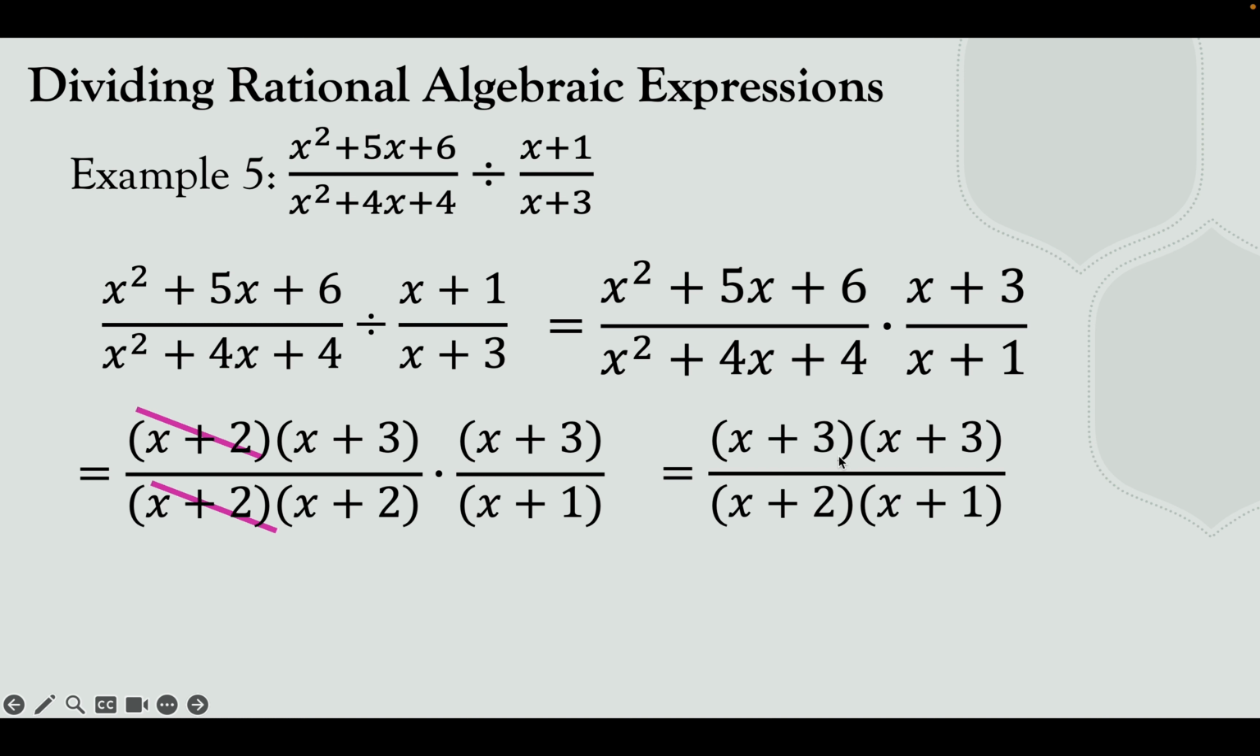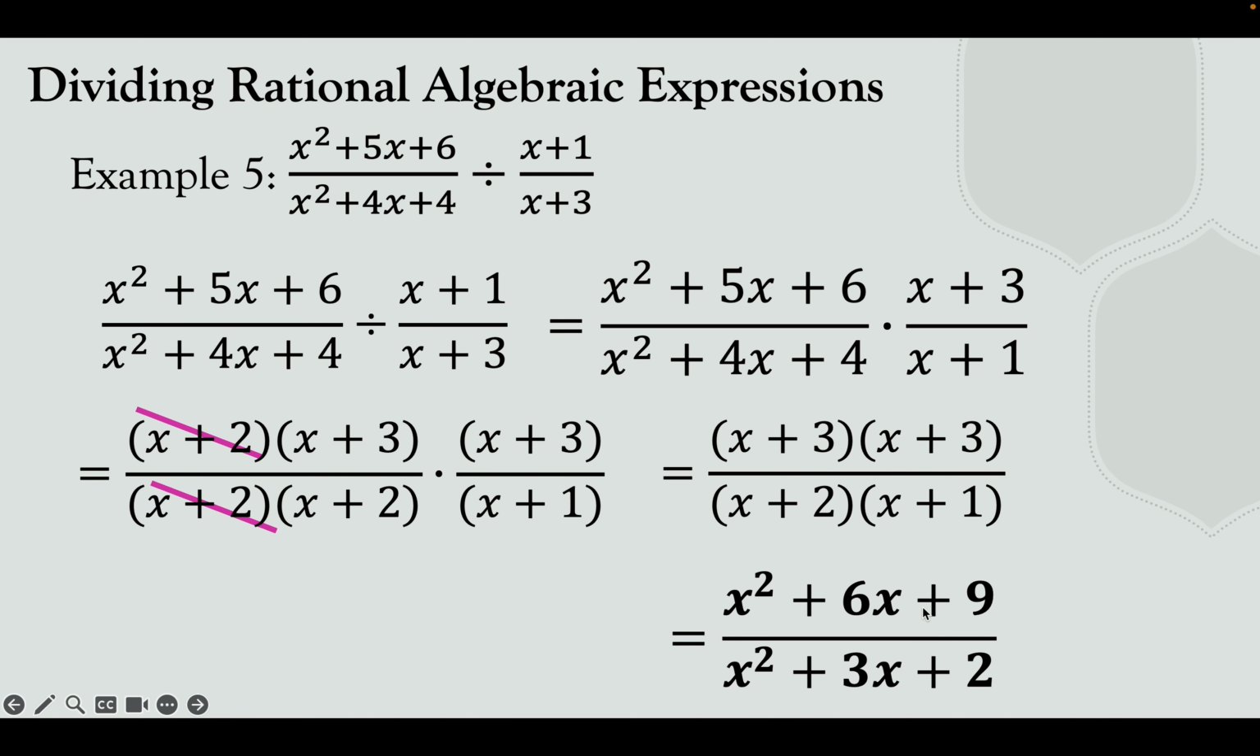Using the FOIL method, we need to simplify this one. X times x, x squared. X times 3, 3x, plus 3x. And then plus 9. So that means we have x² + 6x + 9. And in the denominator, x times x, x squared. X times 2, we have 2x, and 2 times x, we have 2x. So 2x plus 2x, we have 4x. And then 2 times 2, we have 4. So this is the simplest form of the given rational algebraic expression.